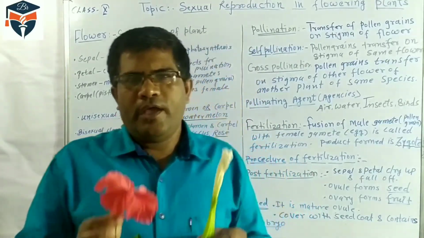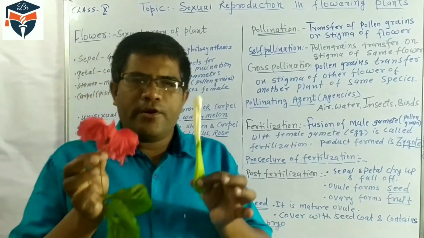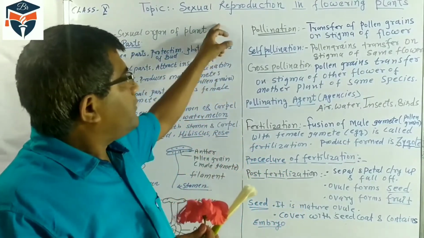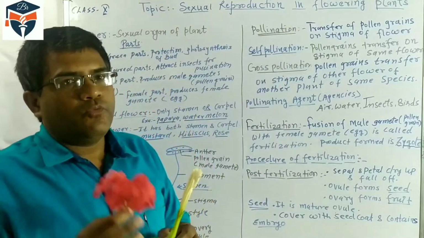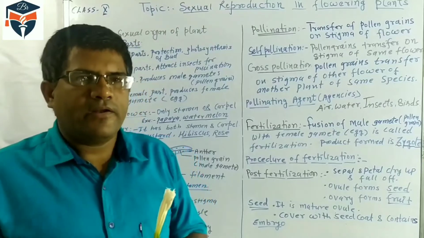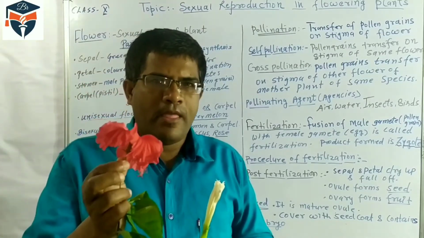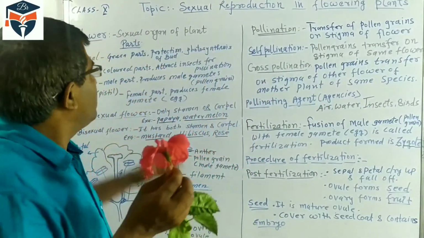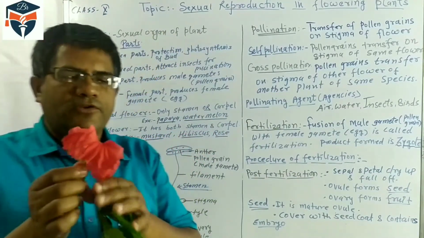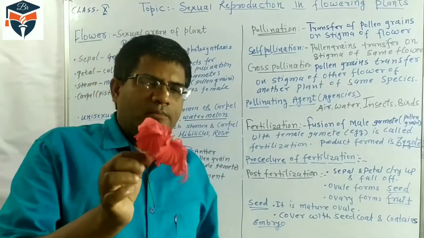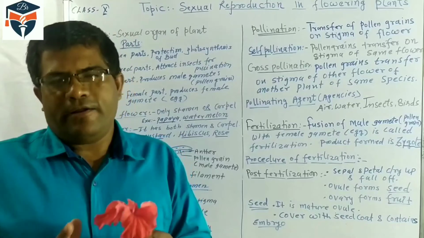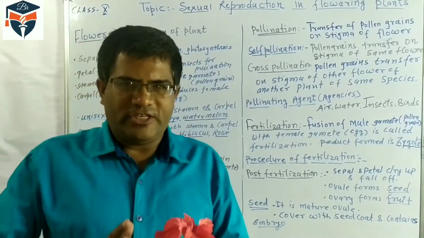So students, we are discussing the reproductive part of the plant and reproduction in flowering plants. When we discuss reproduction in flowering plants, a very important part is the flower. And this flower is a sexual organ of the plant. This flower is called the sexual organ of the plant. So we have to discuss the different parts of the flower first.